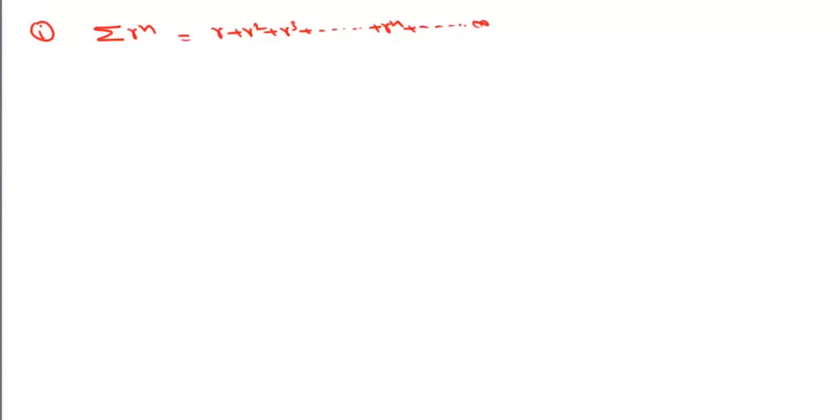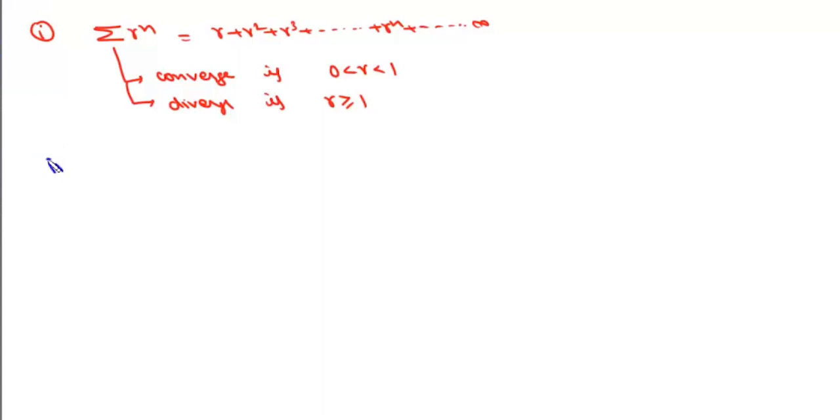Since we are discussing infinite series with positive terms, we can say this summation r^n is going to converge if r is less than 1, and it will diverge if r is greater than or equal to 1.